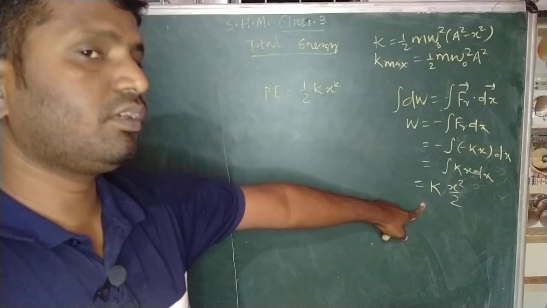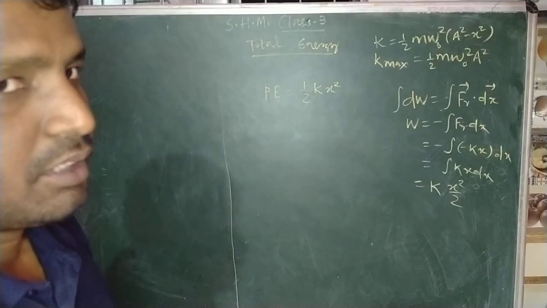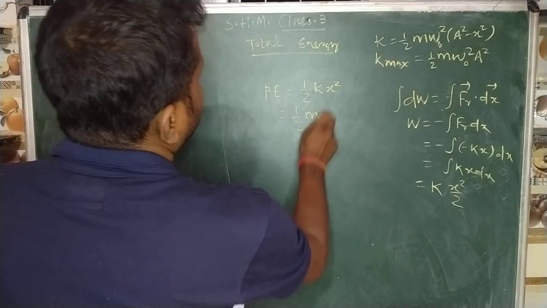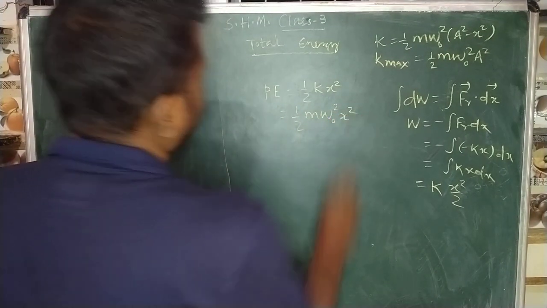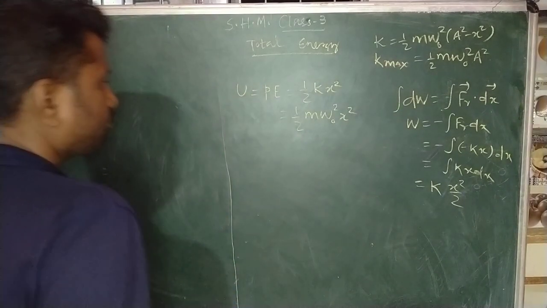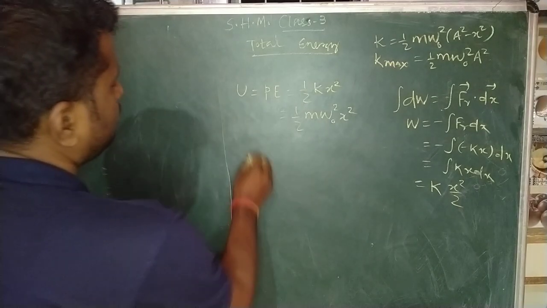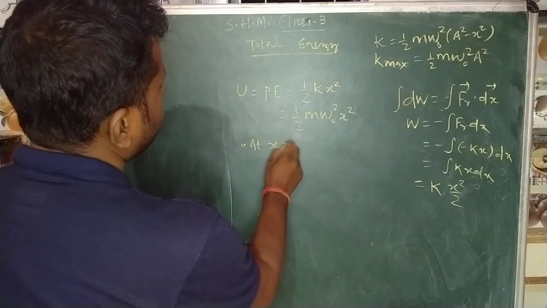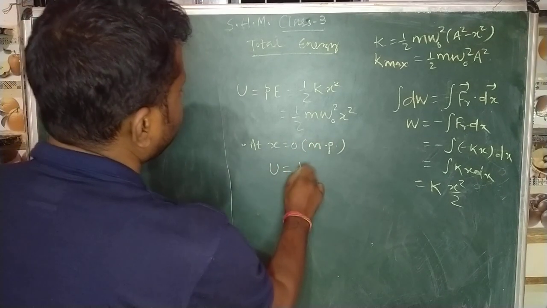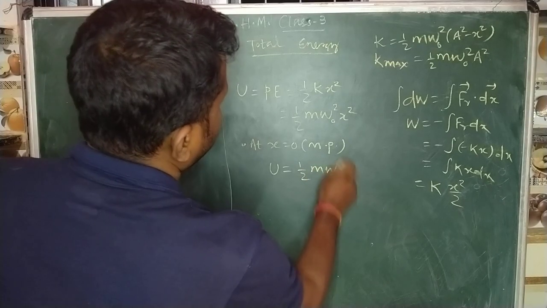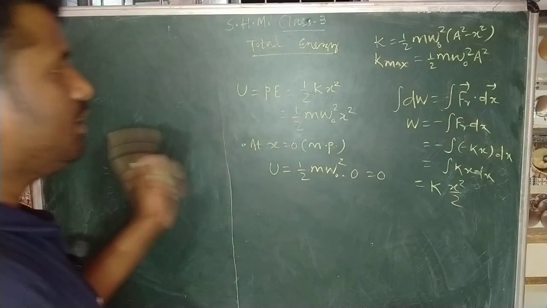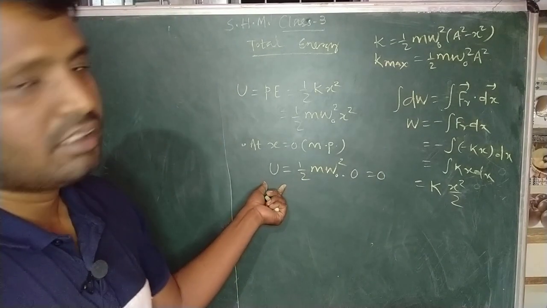This work is stored in the system as the potential energy, so half kx square, and you know the value of k is m omega naught square, so U equals half m omega naught square x square. This is our potential energy. At x equal to 0, mean position, this U will be how much? Half m omega naught square into 0. That means 0. So at mean position, potential energy is 0.